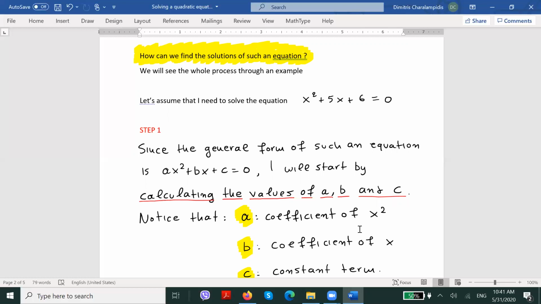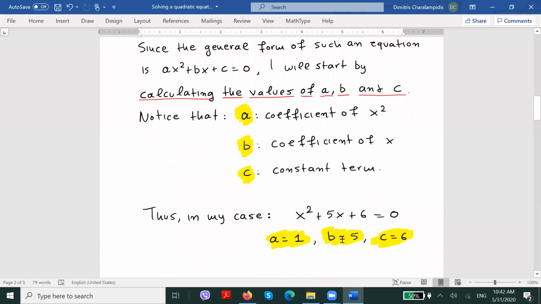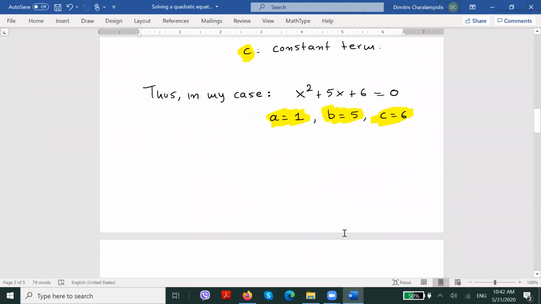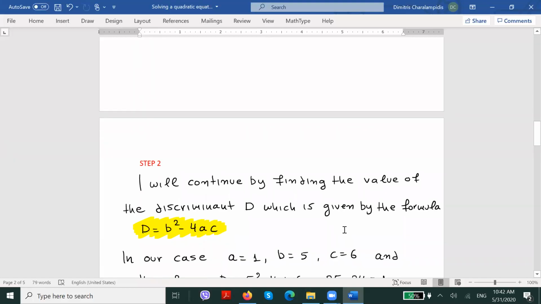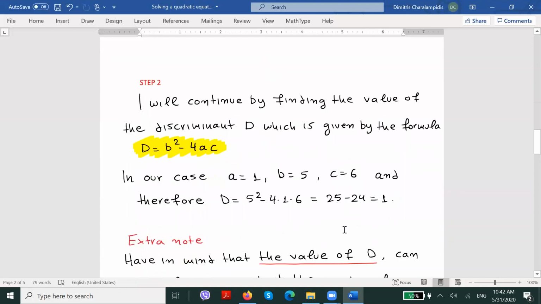Notice here that a will always be the coefficient, in other words, in more simple words, the number in front of x squared. B will be the coefficient of x, and c will be the constant term. In our case, where we started with the equation x squared plus 5x plus 6 equals 0, a, the coefficient of x squared, is 1, b, the coefficient of x, is 5, and finally c equals 6. Now, that step was the most critical one because the next two steps will be determined by these values found.